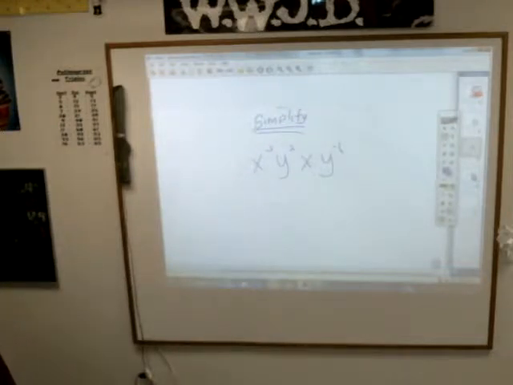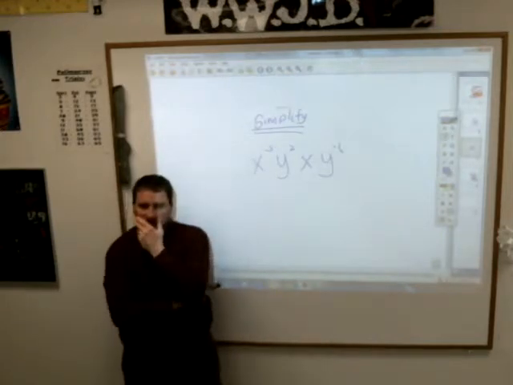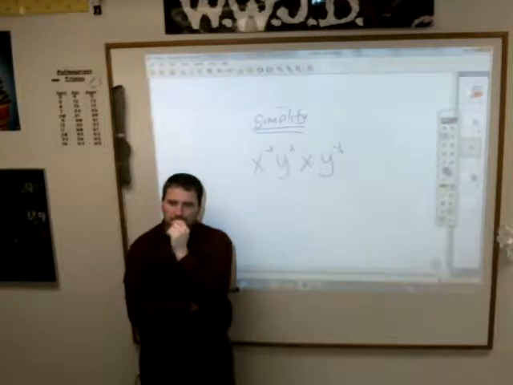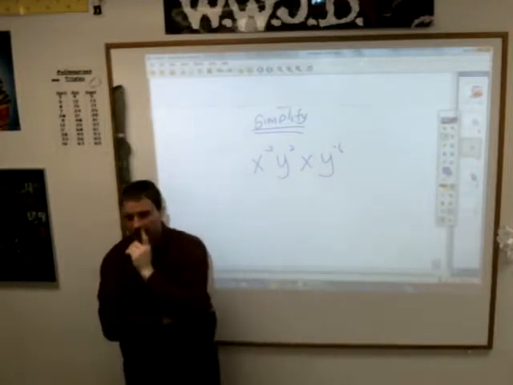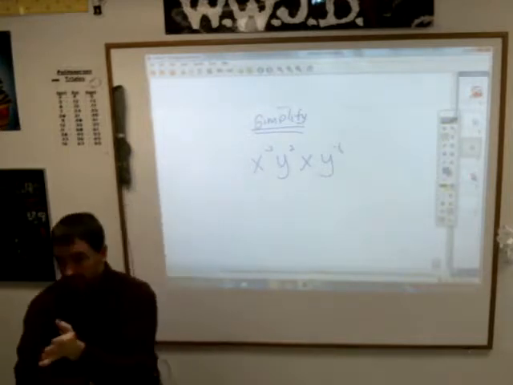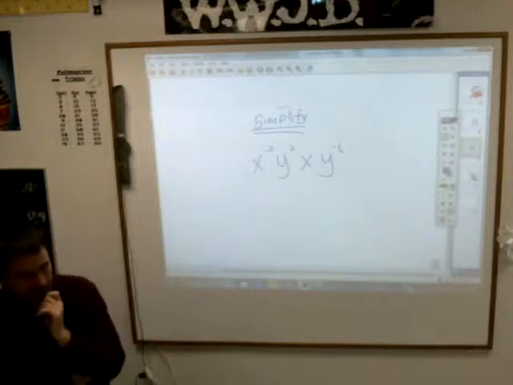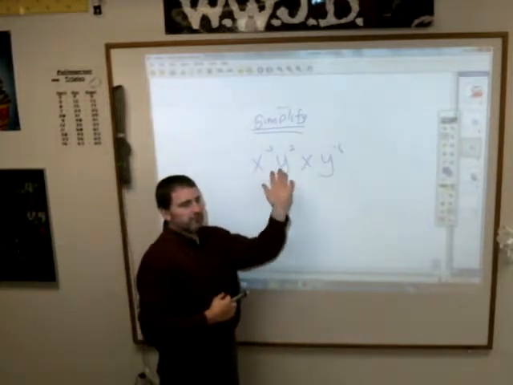Okay. First things first, if you're asked to simplify that, what would you do? Well, there's no addition or subtraction sign, so this isn't combining like terms. But you can multiply together the same letters. And how do I do that? In other words, how do I multiply this x times this x? What do we do? Remember?